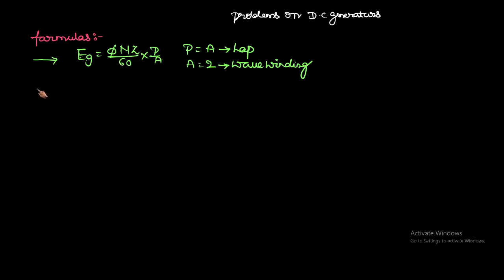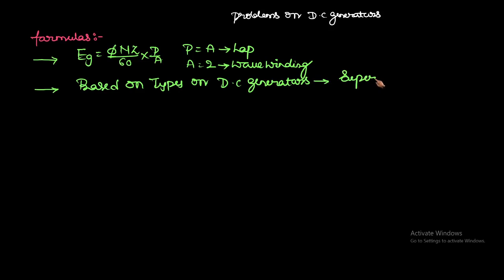The next formulas you should remember are based on the types of DC generators. We have seen different types: separately excited, and self excited. In the case of self excited, we have the shunt generator, series generator and compound generator. These are the different formulas you have to remember for the DC generator.